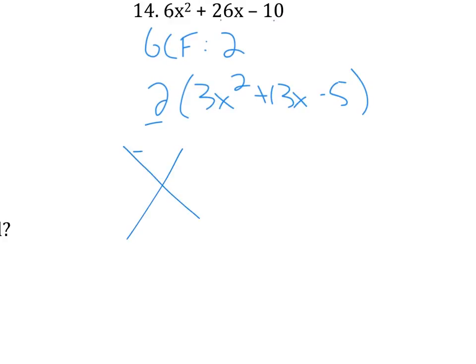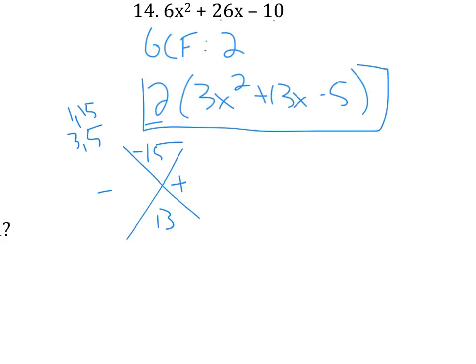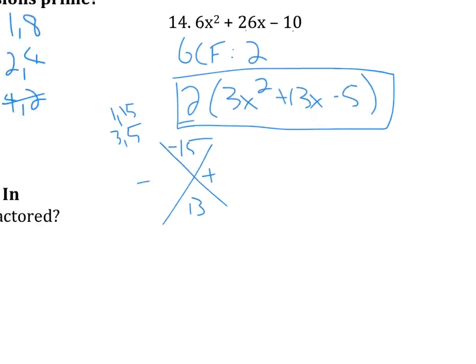So 3 times -5 is a -15, and then we get 13 here. Since this is negative and this is positive, and we're looking for a negative and a positive, my biggest is positive. So for 15, we have 1 and 15. Well, that has a difference of 14. That doesn't work. And then 3 and 5, that has a difference of 2. That doesn't work. So there is nothing. So then this ends up being our answer, which is factorable because we factored out a GCF of 2.